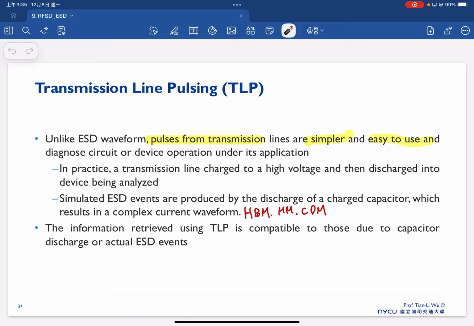The pulse can be generated from a transmission line, and the pulse signal is very convenient for us to diagnose the ESD values. So it's very useful that we can use a TLP to understand the ESD mechanism rather than directly use HBM, MM, or CDM testers.